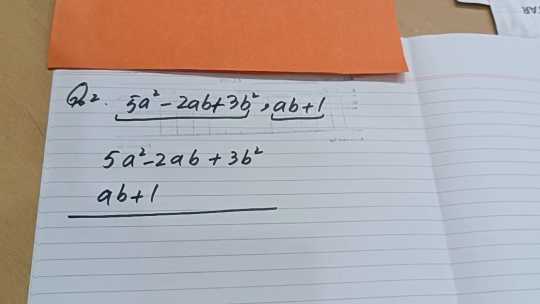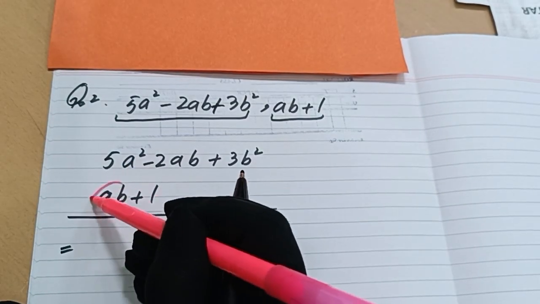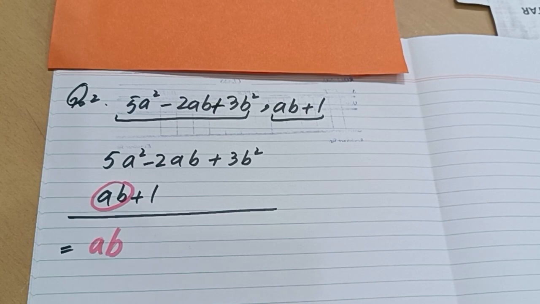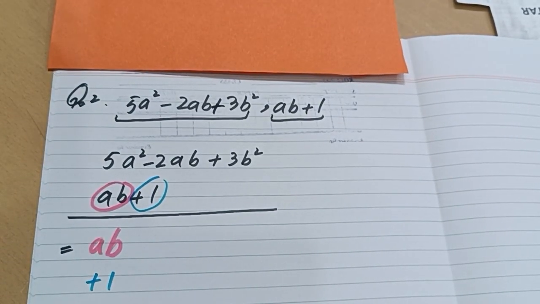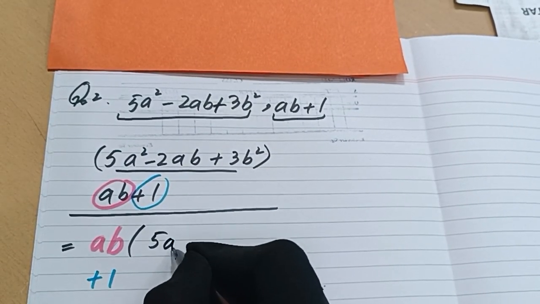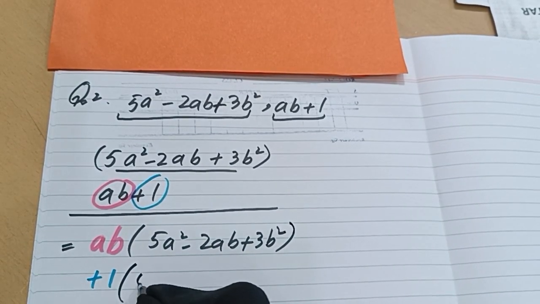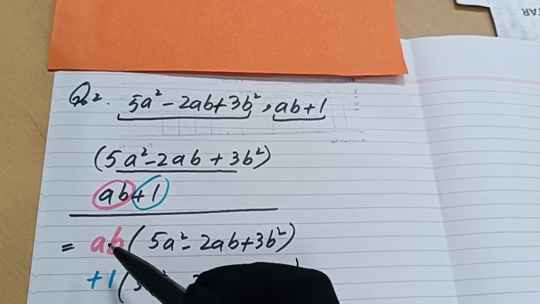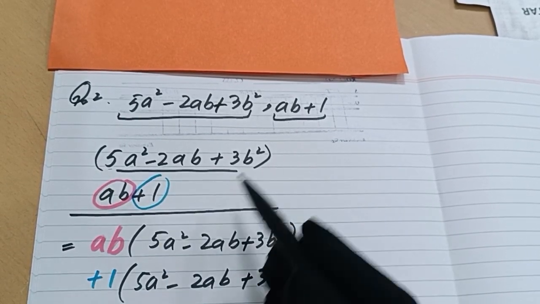Again, what I will do, I will multiply. This is my first term. I will write here ab. This is my second term. Plus 1 I will write over here. Okay, then upper polynomial I will repeat over here. 5a square minus 2ab plus 3b square, and here also 5a square minus 2ab plus 3b square. Why? Because ab will multiply this complete, I write here, then plus 1 multiplies the complete, I write here.